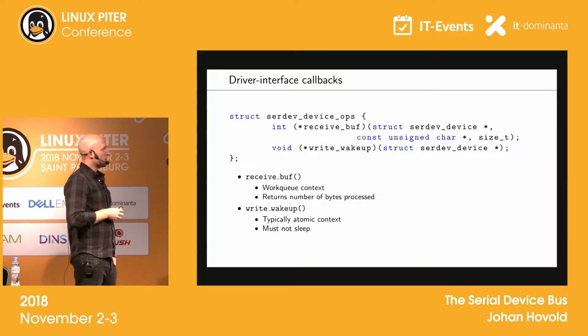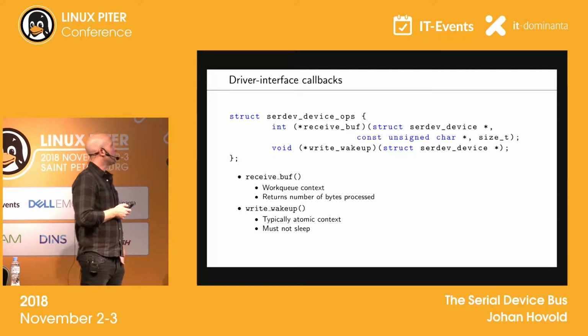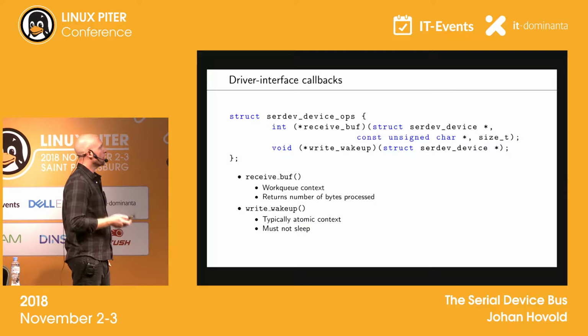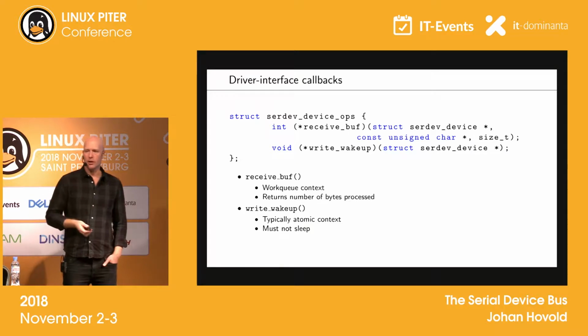And in the other direction, I've mentioned the callbacks already. We have two callbacks for incoming data and for write wakeup notifications. Receive_buf is called in workqueue context, so you can sleep, and you should return the number of bytes that your driver has accepted and processed. Whereas the write_wakeup callback is typically called in interrupt context, so you cannot sleep.